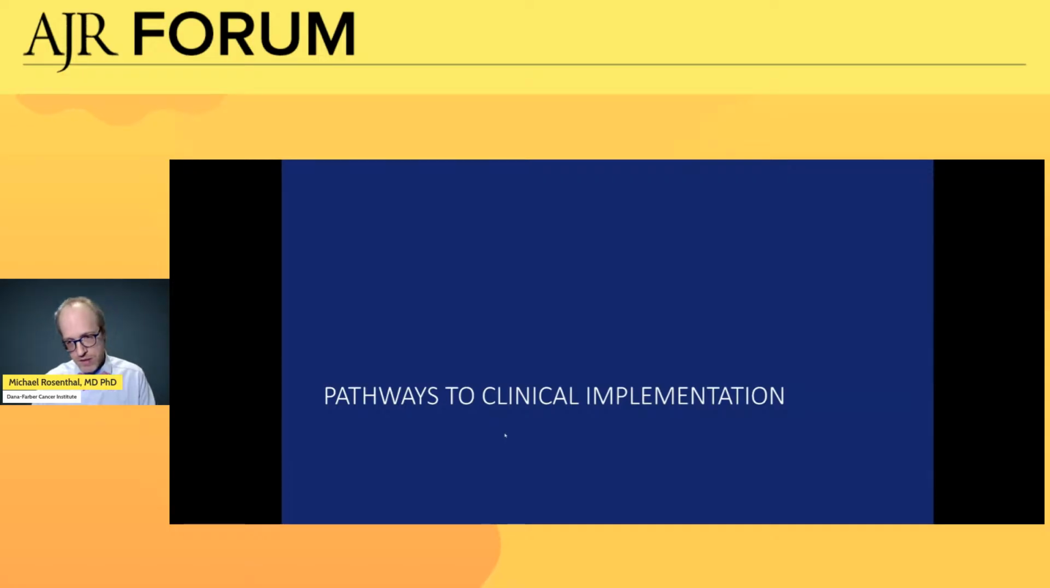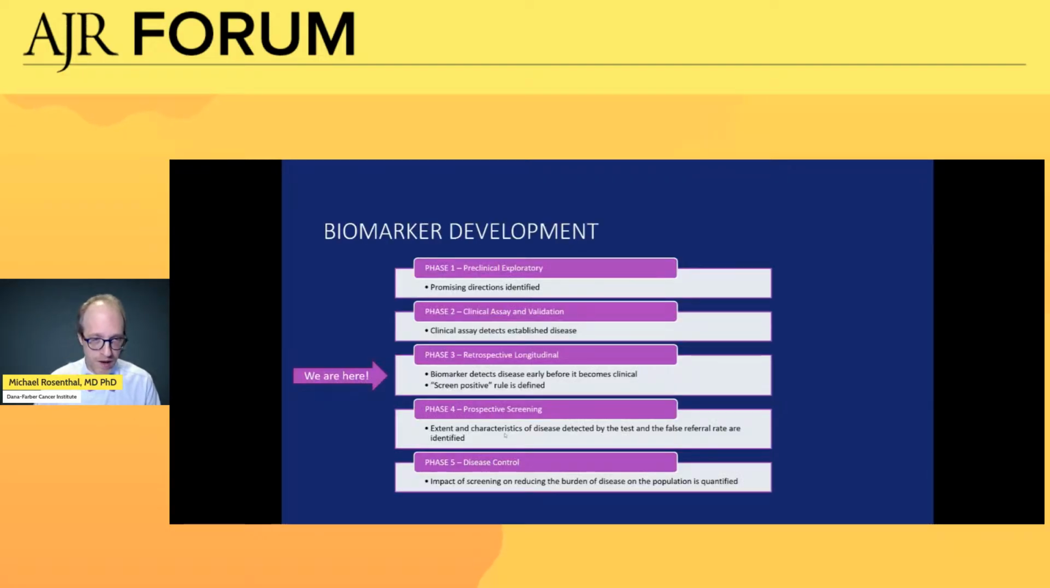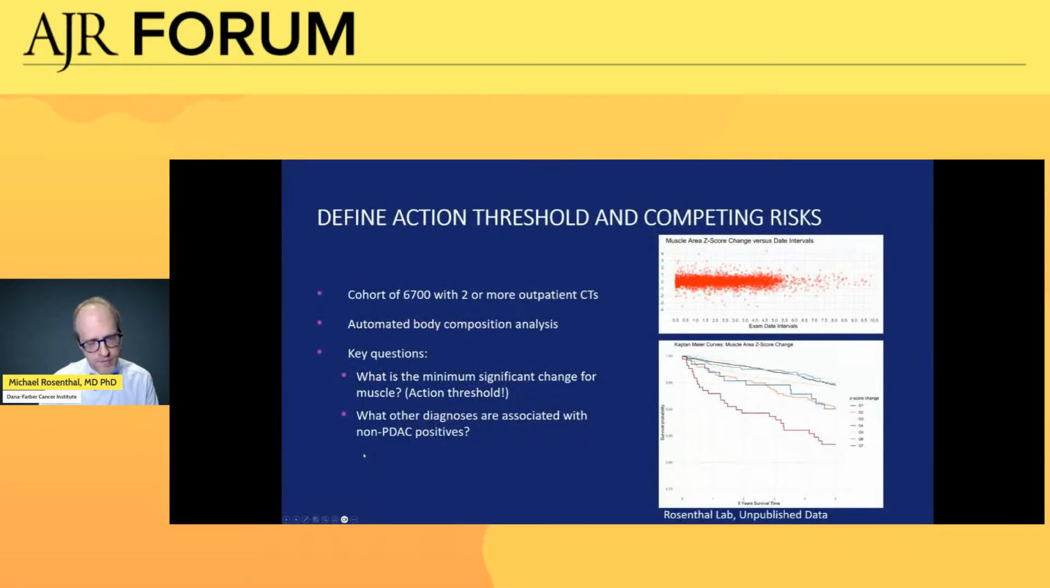So what are we going to do to get to clinical implementation? Well, we've got to work through the biomarker pathway, and this is the NCI standard phases of biomarker development. We've gone through phase 1 and 2 with assay development. We're really in the end portion of phase 3, where we're looking at retrospective longitudinal data. Right now, we're working on defining what the screen positive rule is there, and then we're going to move on to prospective screening. And phase 4 and 5 are where we're really talking about clinical implementation.